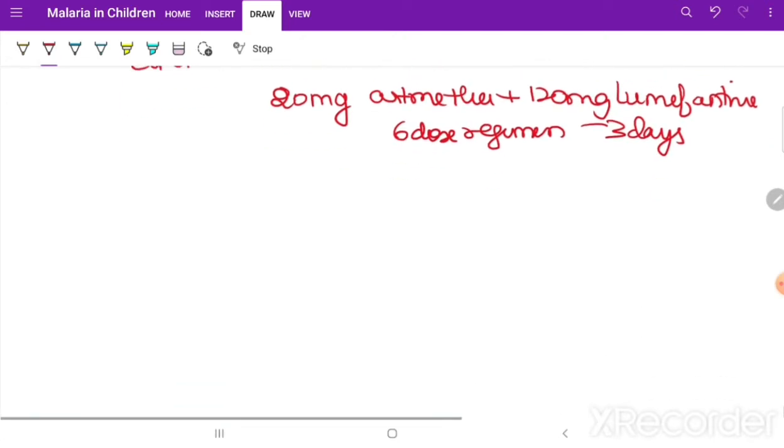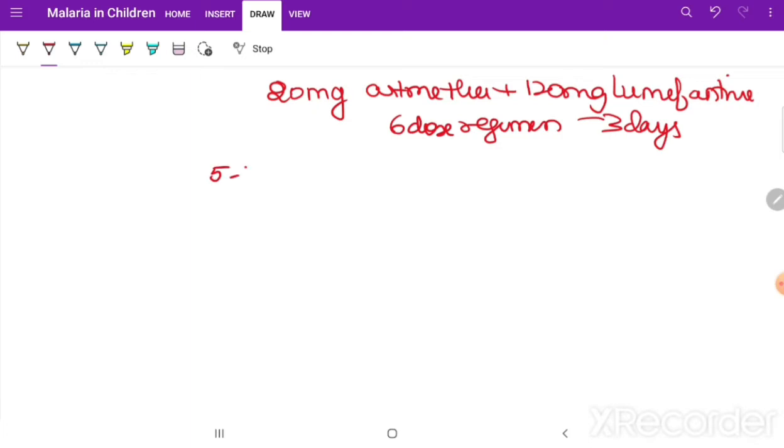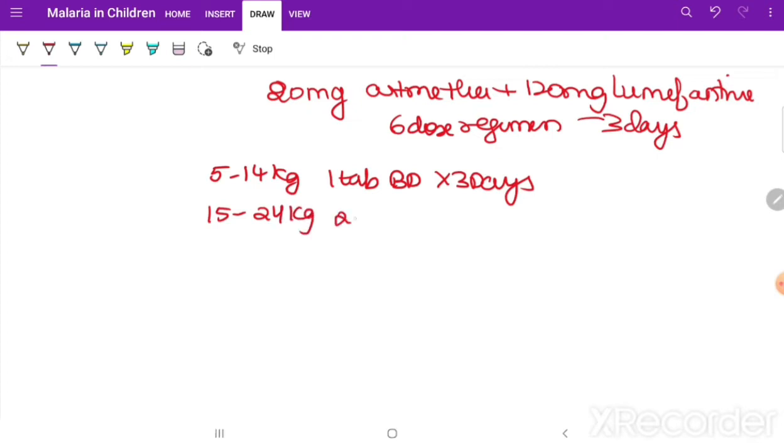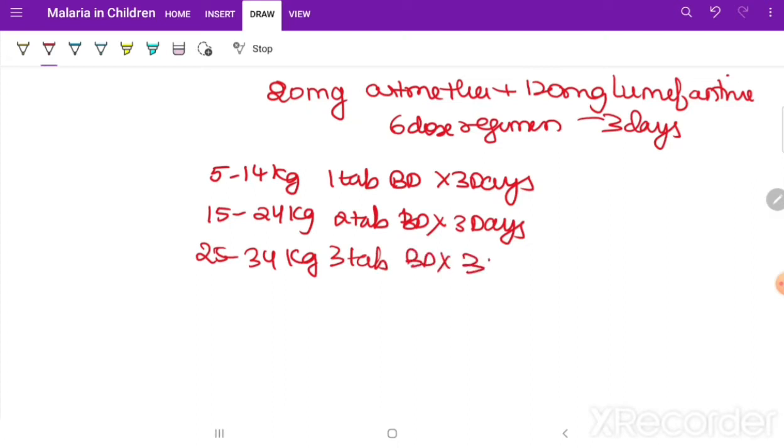Okay, 3 days. So how do you divide it? A 5 to 14 kg child will be taking 1 tab BD into 3 days of 20 mg artemether, 120 mg lumefantrine. 15 to 24 kg will be taking 2 tab BD into 3 days. 25 to 34 kgs will be taking 3 tabs BD into 3 days. And 35 kg or more will be taking 4 tab BD into 3 days.